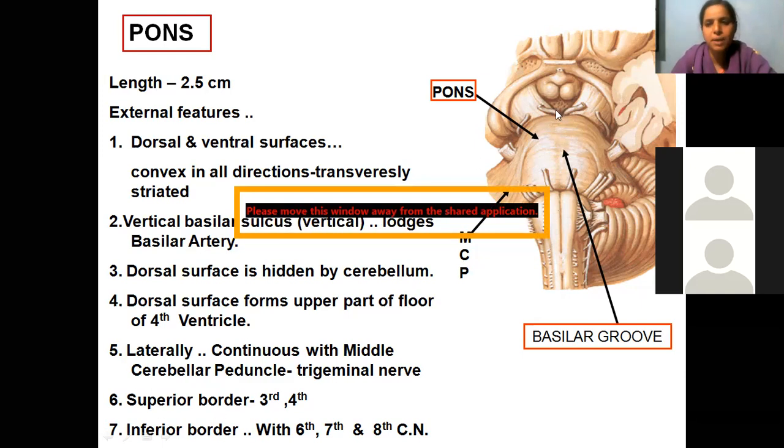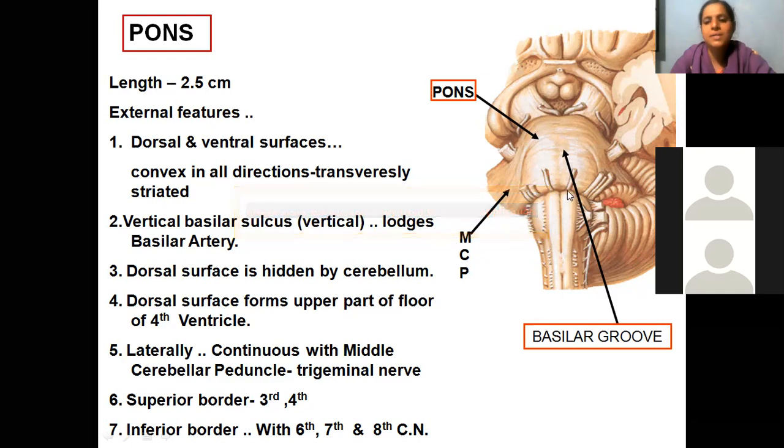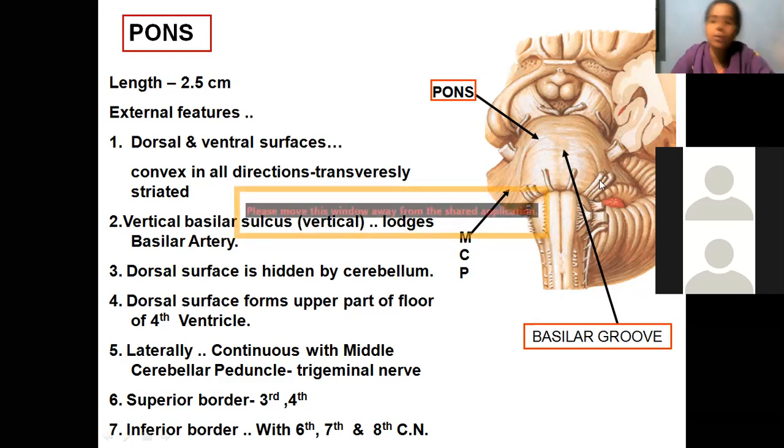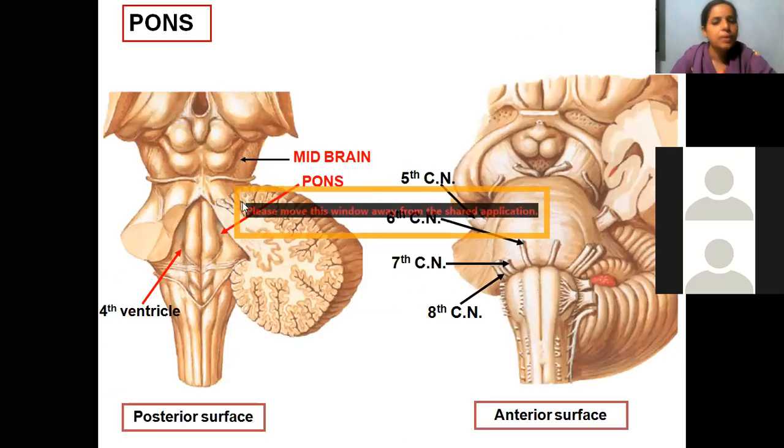This is the superior border. Which cranial nerves are coming? This is the third, oculomotor, and the fourth, trochlear. Then this is our inferior border. Here we have sixth, seventh, eighth. Sixth is abducent, seventh is facial, eighth is vestibulocochlear, nothing but auditory. So this is the posterior aspect, what we have studied in floor of fourth ventricle.